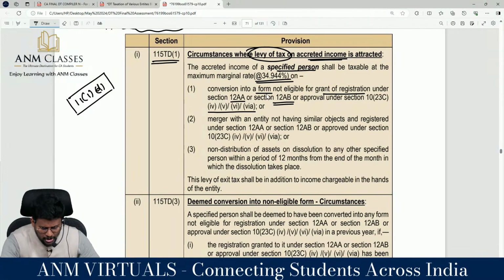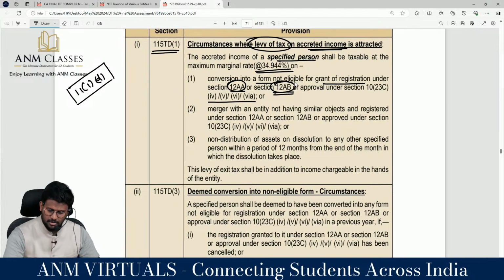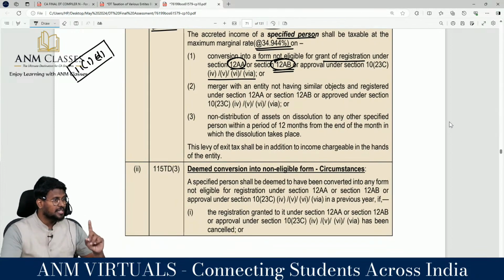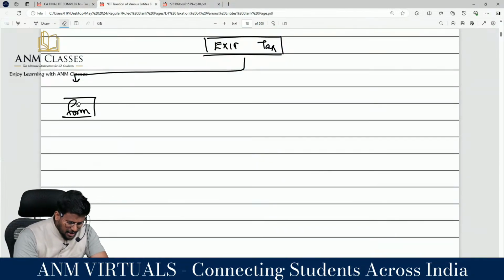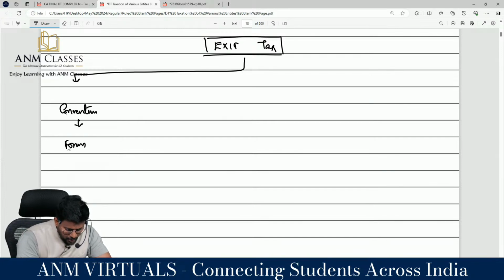Conversion into a form not eligible for grant of registration under any section, or approval under 10(23C) class 4, class 5, class 6 and class 6A. So this is the first mistake you have done: conversion. By conversion you have changed the form. The new form is not entitled to get registration under 12AA, 12AB or 10(23C) series organization.